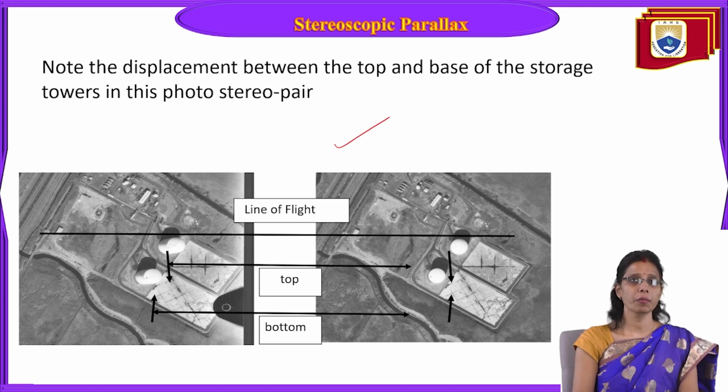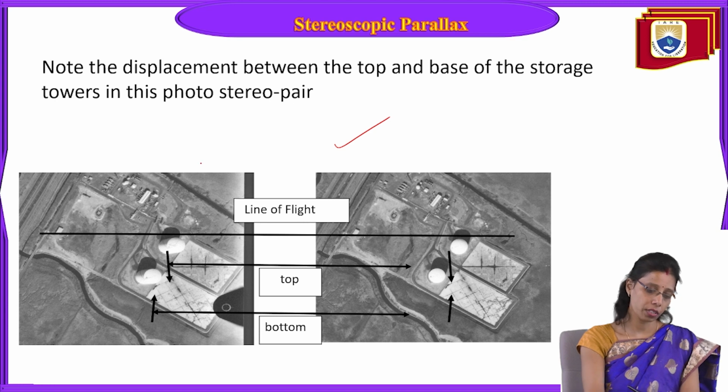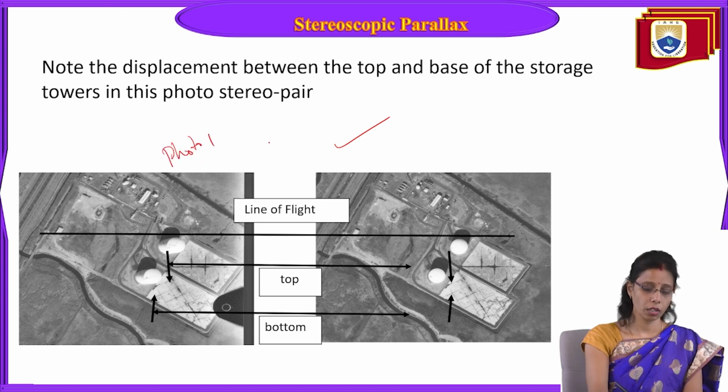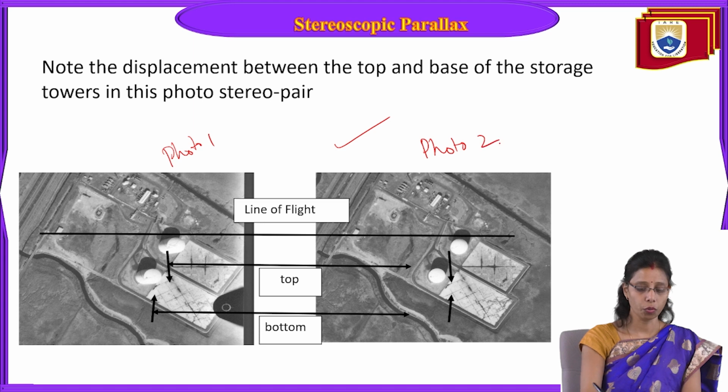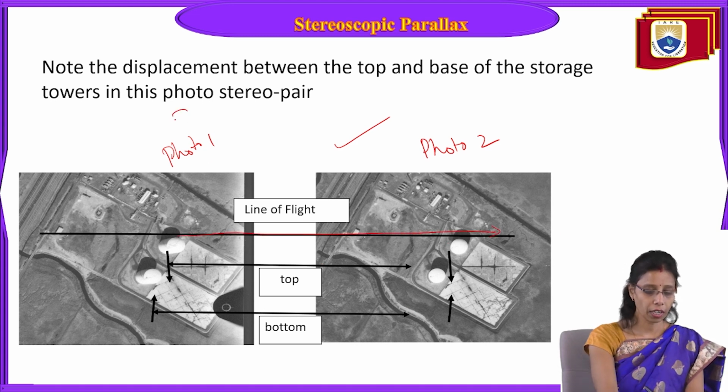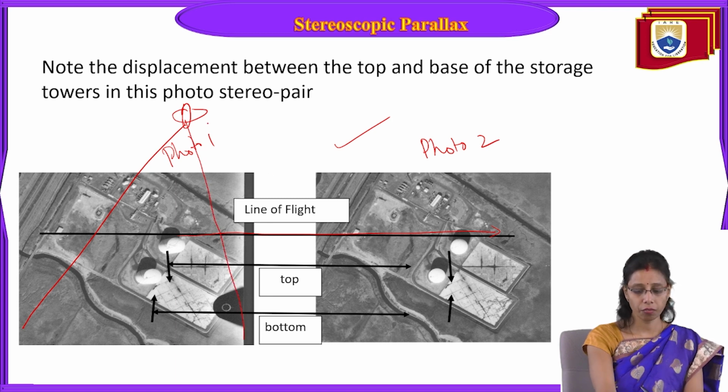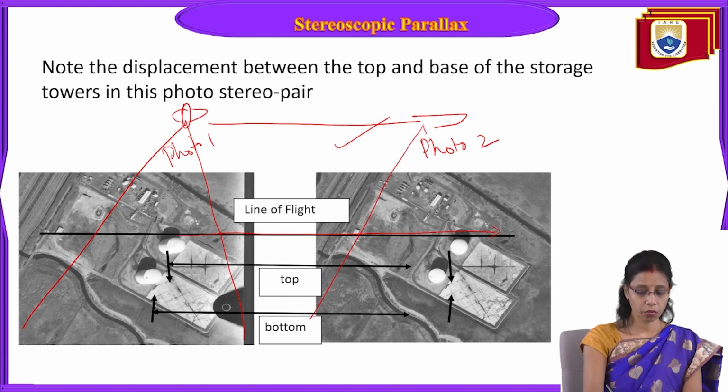So, note the displacement between the top and the base of the storage towers in this photo. This is a stereo pair. Why do we say this is photo 1 and this is photo 2? You have the same area, but the flight line direction is this. When your flight is somewhere here, this is your capturing point, so it has captured this much area. Now the flight has moved here, so it has captured from here to here, right?